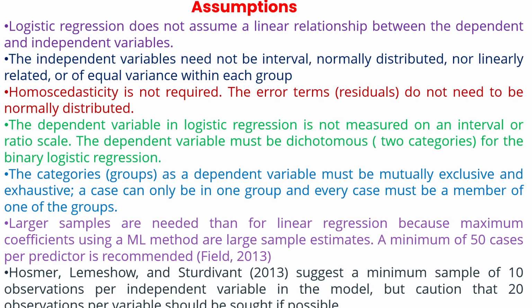Larger samples are needed than for linear regression because maximum likelihood coefficients use a large sample estimation method. A minimum of 50 cases per predictor is recommended according to Field in 2013. Hosmer, Lemeshow and Sturdivant in 2013 suggest a minimum sample of 10 observations per independent variable in the model, but caution that 20 observations per variable should be sought if possible.